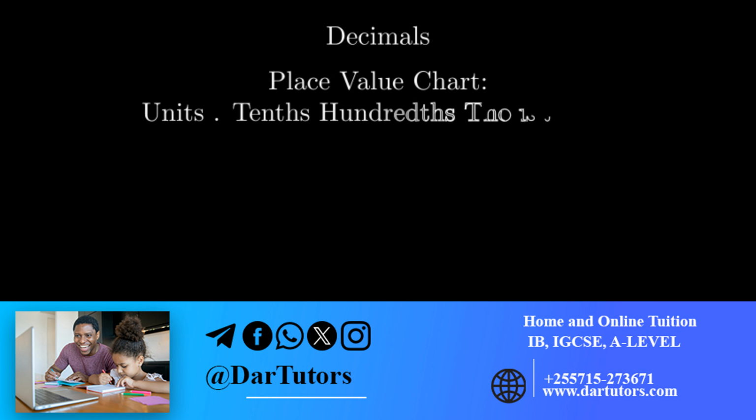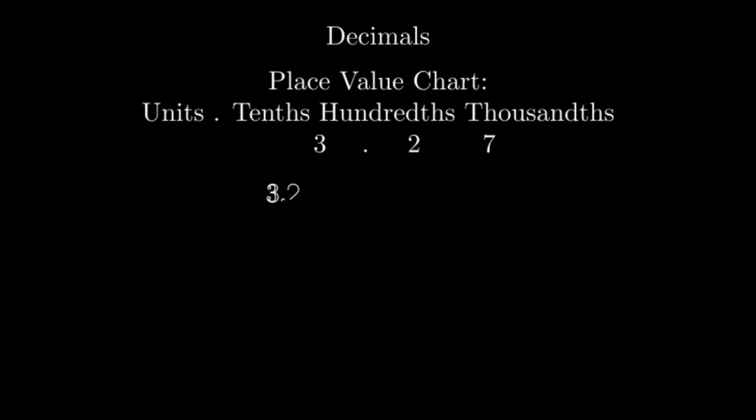For the number 3.27, the 3 is in the units place, the 2 is in the tenths place, and the 7 is in the hundredths place. This means we can write the decimal as a sum of fractions. So 3.27 is equal to 3 units, plus 2 tenths, plus 7 hundredths. It's the same value, just written differently.